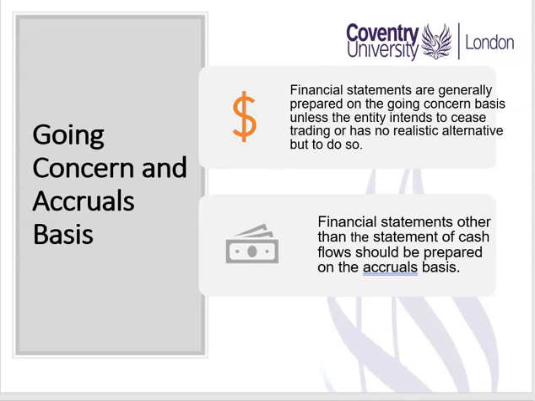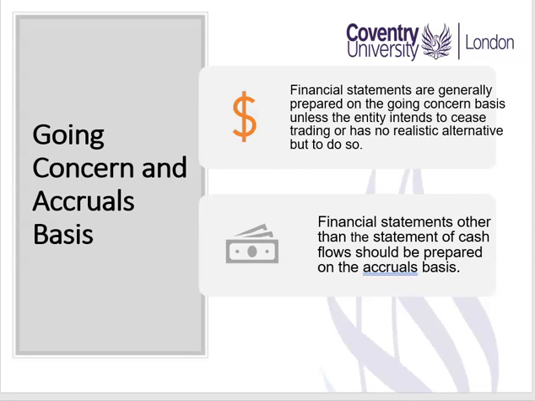What are the going concern concept and accruals basis? Financial statements are generally prepared on the going concern basis unless the entity intends to cease trading or has no realistic alternative but to do so. So the financial statements are prepared on the basis that the company will live forever. So the only limitation, therefore, is the items within the financial statements. This was clearly explained last week.